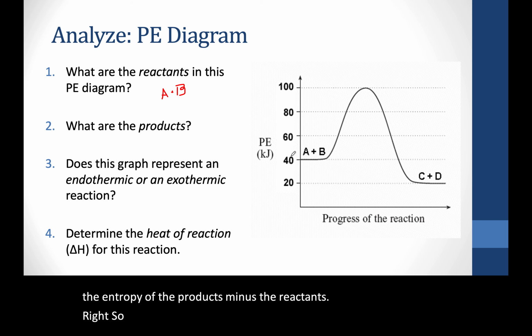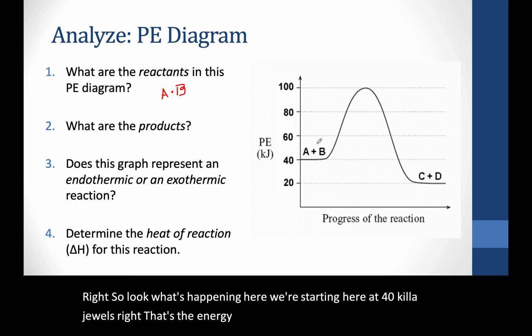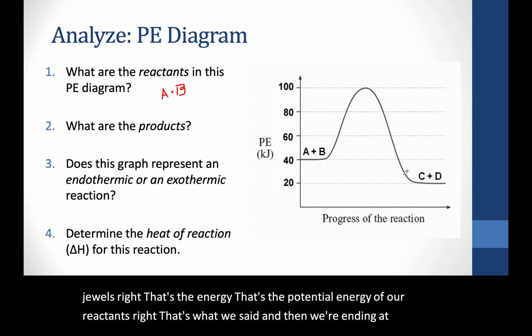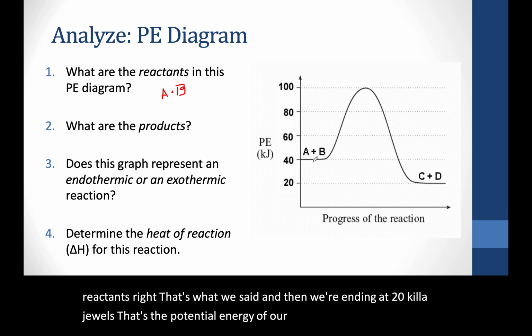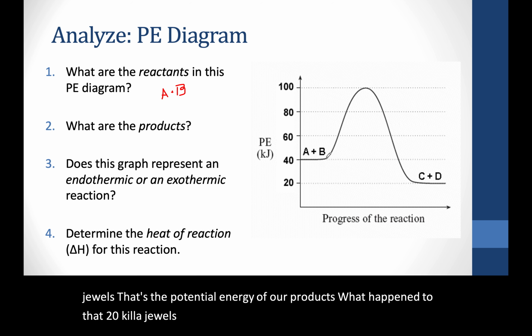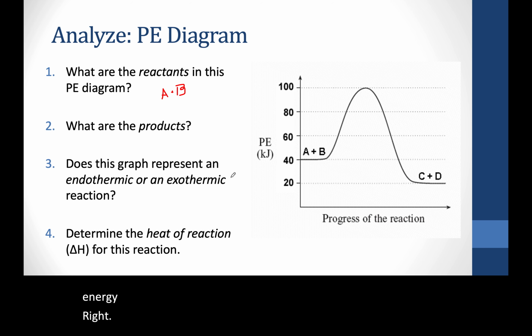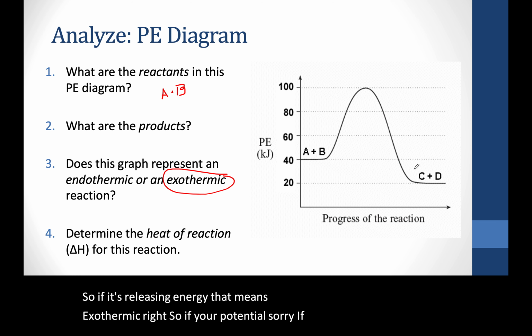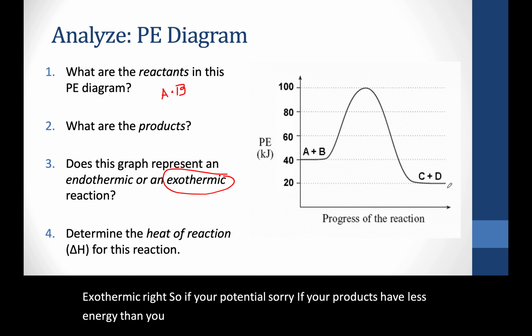We're starting here at 40 kilojoules. That's the potential energy of our reactants. And then we're ending at 20 kilojoules. That's the potential energy of our products. So what happened to that 20 kilojoules between the 40 and the 20? Well, it gets released as energy, right? So if it's releasing energy, that means exothermic. If your products have less energy than your reactants, that means energy was lost, or it came out, and that's exothermic.